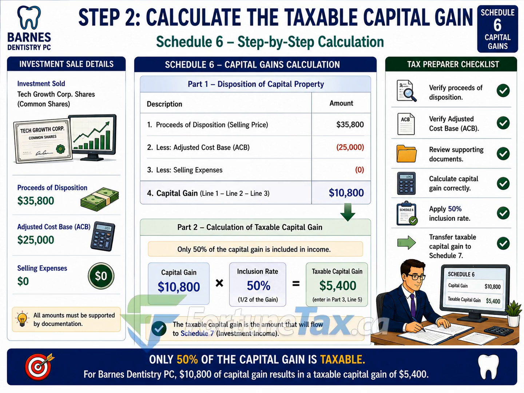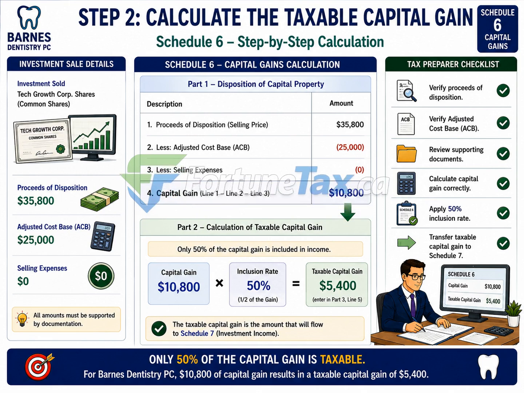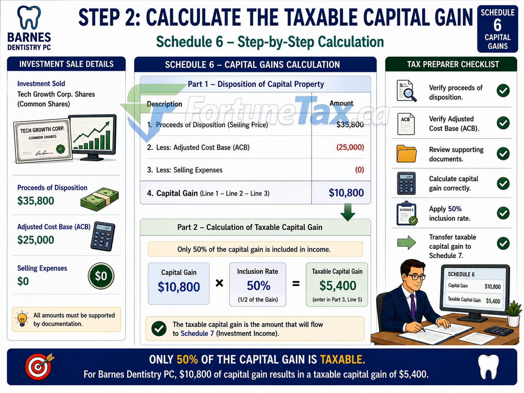Before finalizing Schedule 6, a professional preparer will verify the proceeds of disposition, confirm the adjusted cost base, review supporting investment records and sale documents, calculate the gain correctly, apply the 50% inclusion rate, and ensure the taxable capital gain is transferred to the appropriate area of the return. These review procedures help prevent one of the most common errors in corporate tax preparation, using the accounting gain instead of the taxable capital gain.